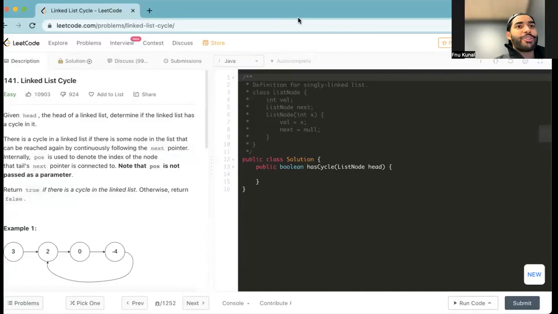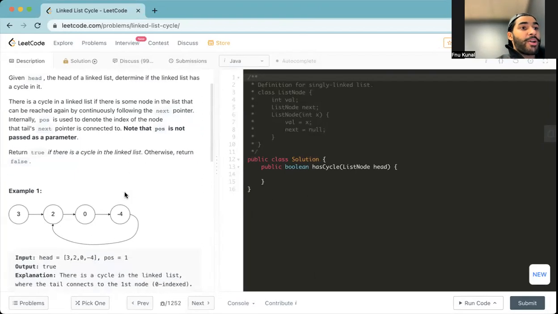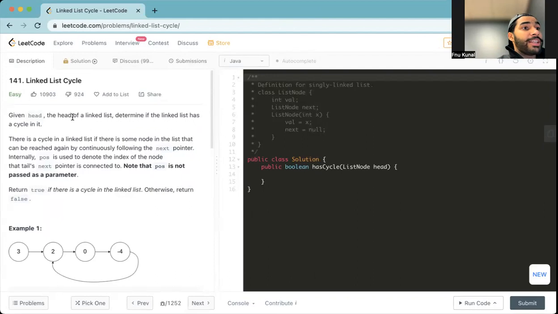Hello, dear friends. So today's problem is LeetCode 141, Linked List Cycle. What we are asked is: given the head of a linked list, determine whether the linked list has a cycle in it or not.